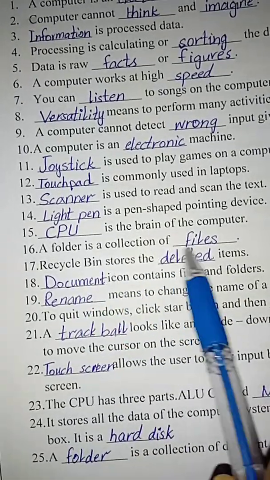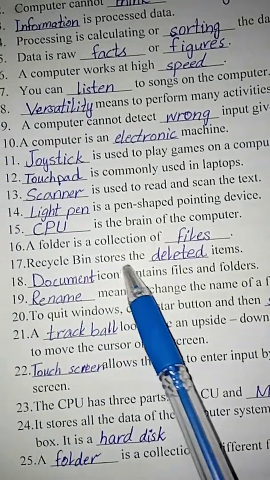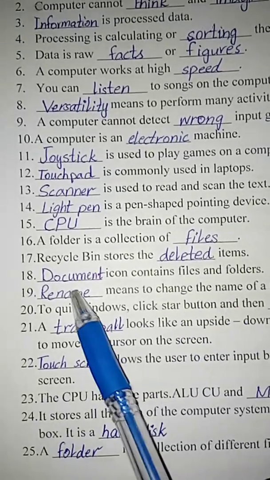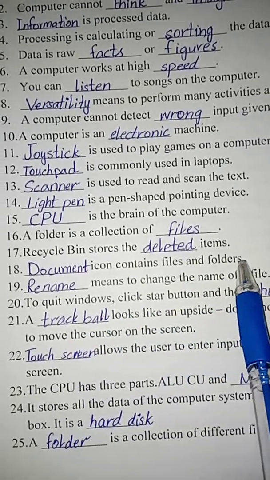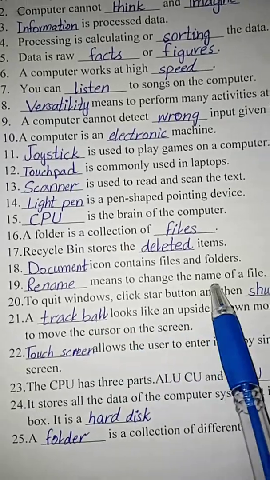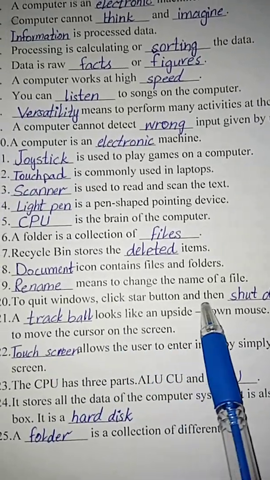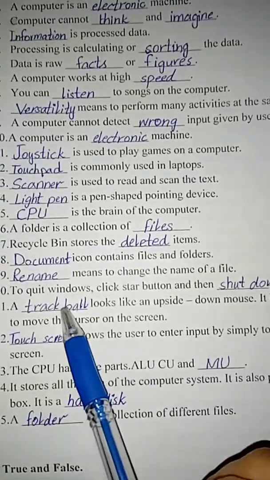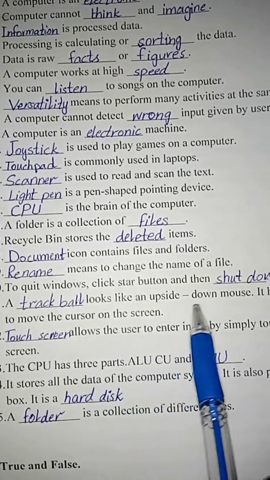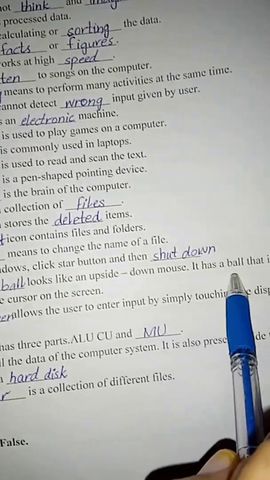A folder is a collection of dash files. Recycle bin stores the dash items: deleted. Dash icon contains files and folders: document. Dash means to change the name of a file: rename. To quit Windows, click the start button and then shut down. A dash looks like an upside down mouse. It has a ball that is rotated.